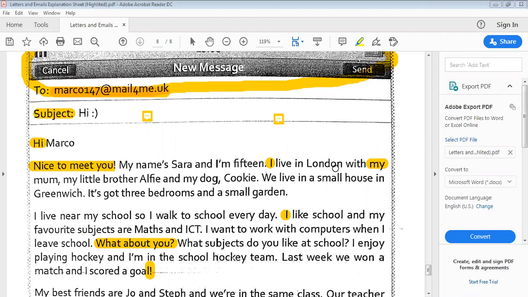Izzeddin, is the email formal or informal? The email can be formal or informal. It depends on why you are writing and who you are writing to.